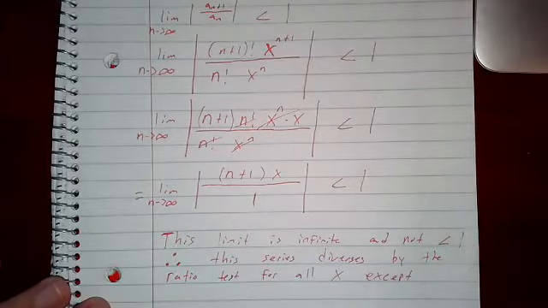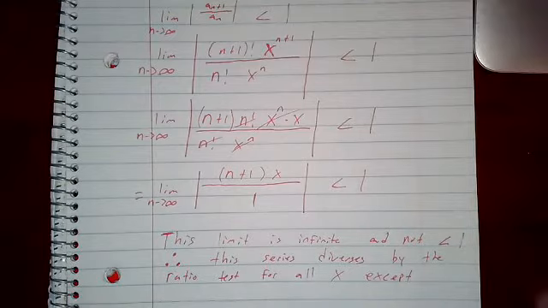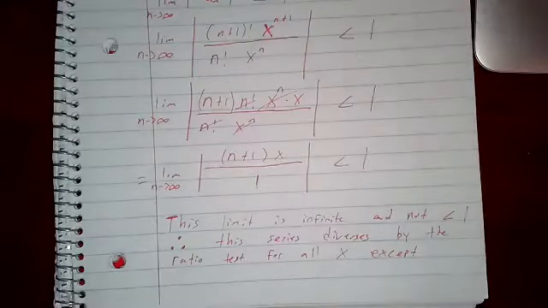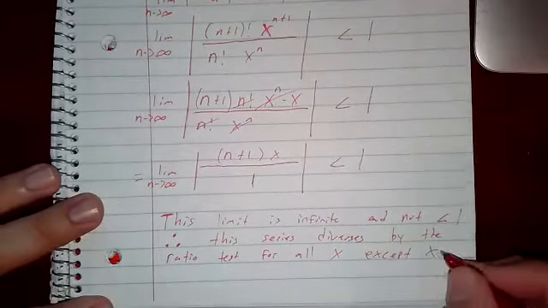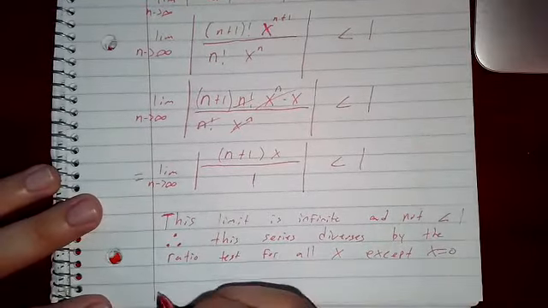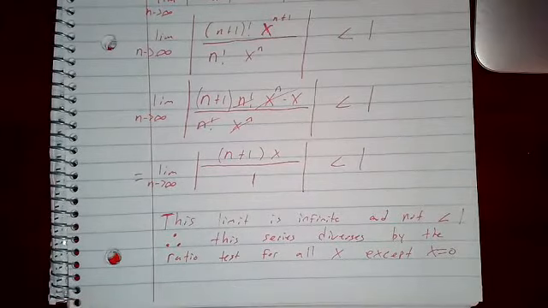The series diverges by the ratio test for all x except what? Is there an x, or is it all x? Does x even matter? Except 0. Yeah, if x is 0, then it doesn't matter what n does anymore, does it? So this is going to be, what was it? Possibility number 2.